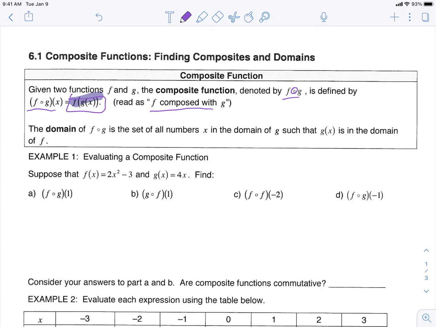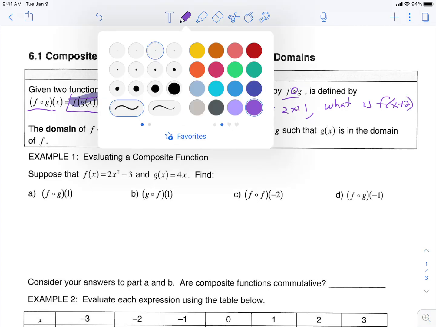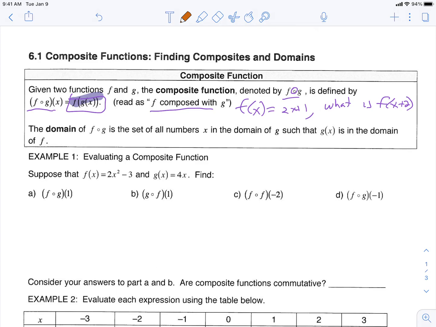It's the same thing as, if I say f of x equals 2x plus 1, then what is f of x plus 2? Well, you would substitute x plus 2 in for x in the function f. You don't multiply it. You would replace x with x plus 2, and you would get f of x plus 2 is 2 times x plus 2 plus 1, which would be 2x plus 5. So this idea is not going to be new to you guys, but now we have a new way of describing it.